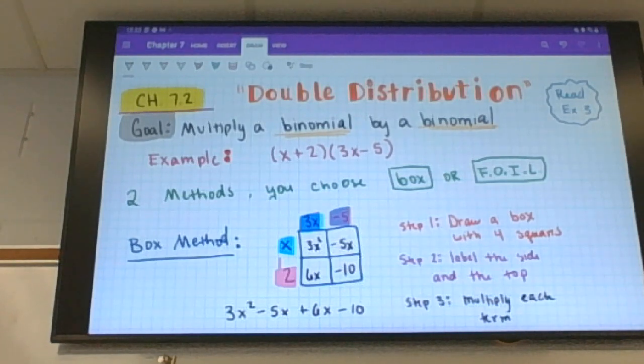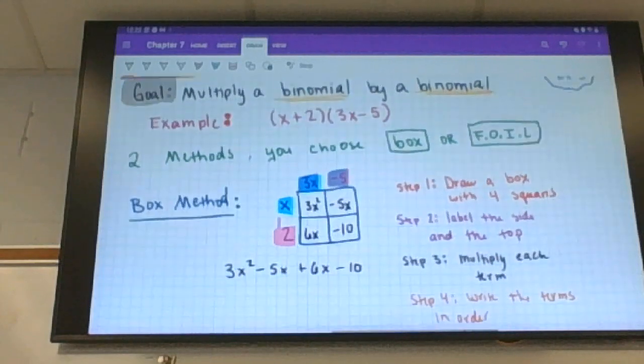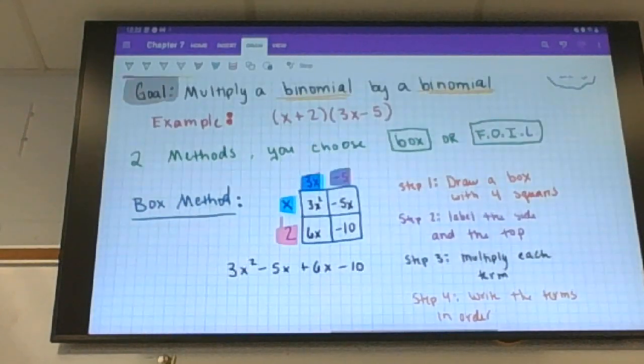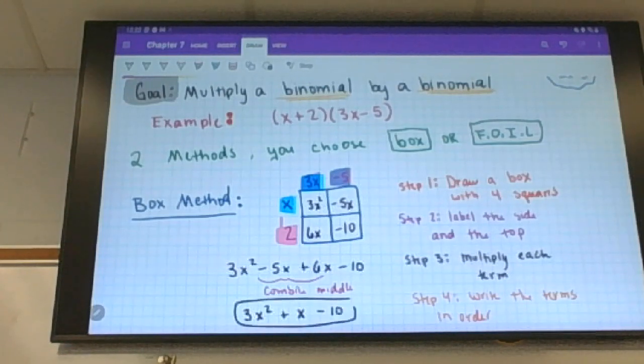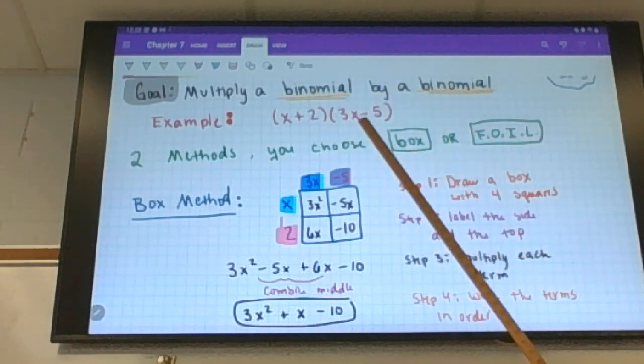Well, right now, on every problem we do today, there's going to be like terms in the middle. So you do have to combine like terms after. Oh, there's a step 4. So we're going to combine the middle, because they will be like terms, and then we're done. 3x squared, negative 5 plus 6 is 1x, minus 10. Box it. That's the double distribution. Binomial times a binomial.